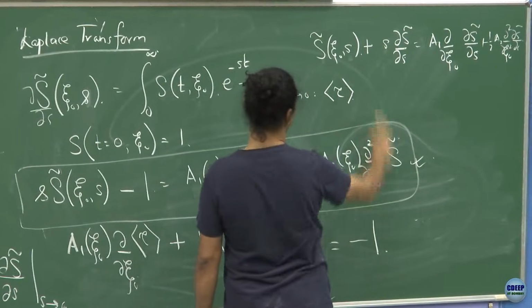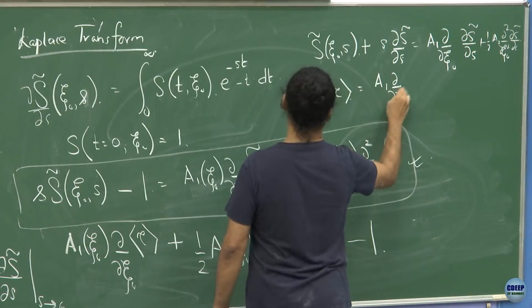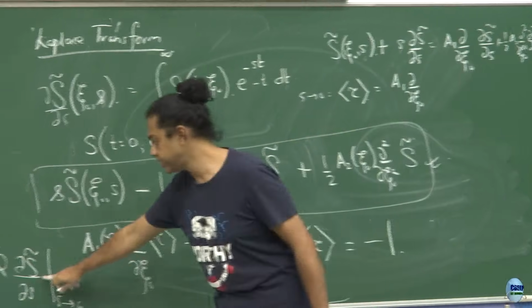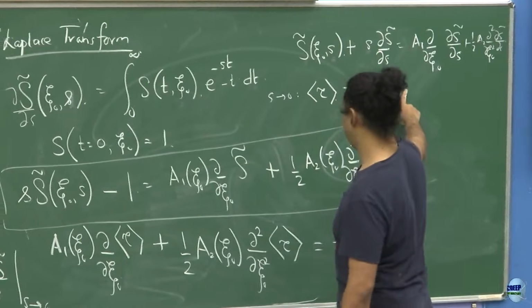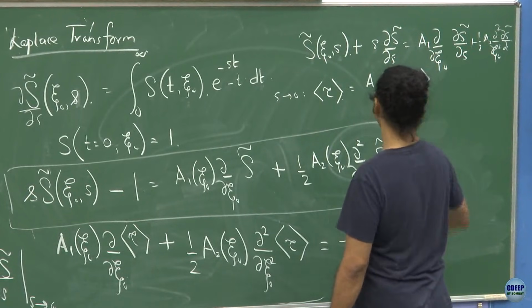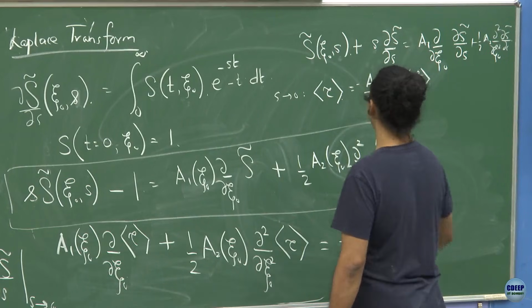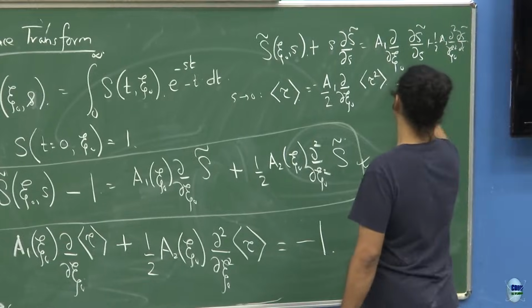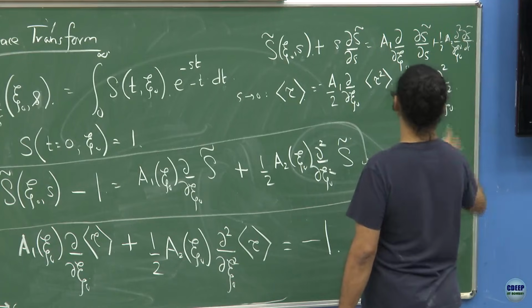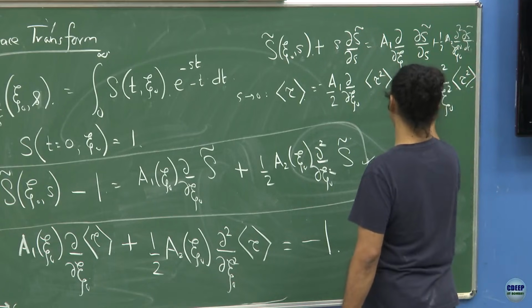This term goes to 0 because of this s. Then I have a1 del xi naught of this quantity as s goes to 0, which is nothing but my second moment, the thing that I want. So this is tau square average, but with this minus half, so minus a1 by 2, and similarly minus a2 del 2 del xi naught 2. Again, this is my second moment. So 2, 2, so 4.